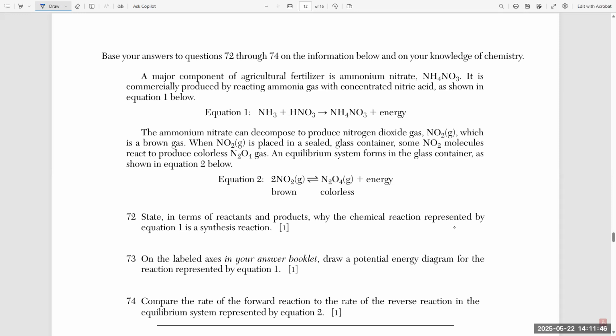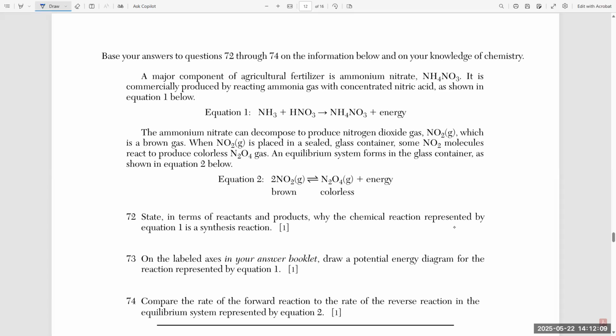State in terms of reactants and products why the chemical reaction represented by equation 1 is a synthesis reaction. Do you see how ridiculous this is? They're not even asking you to identify it. They're telling you to justify why it's a synthesis. They even told you what it is, right? So this really means what? They want to know if you know the definition of synthesis. This question is so simple, it's actually insulting, right?